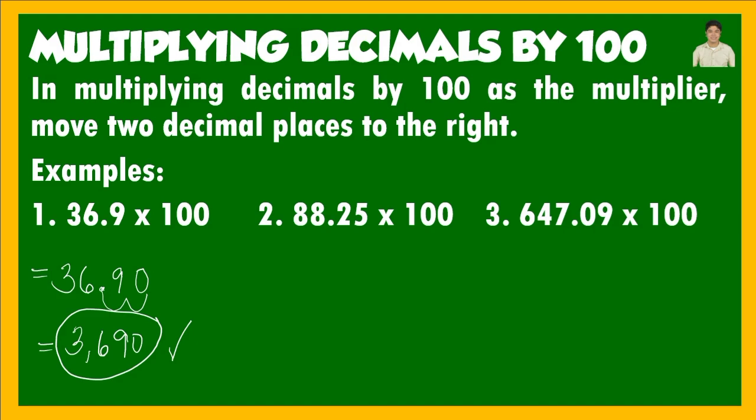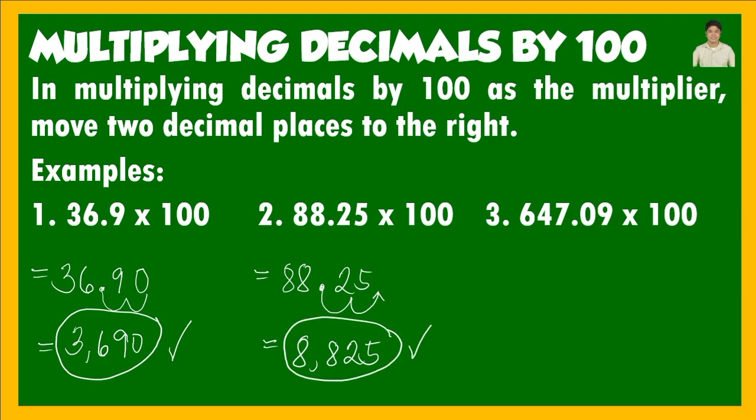Next, 88.25 times 100 or 88 and 25 hundredths times 100. So, write 88.25 and then from the decimal point, move 2 decimal places to the right. So, 1, 2. So, our final answer is 8,825. So, ganun lang po kadali ang mga technique dyan. So, kahit mentally nga naman, makukuha natin ang product.